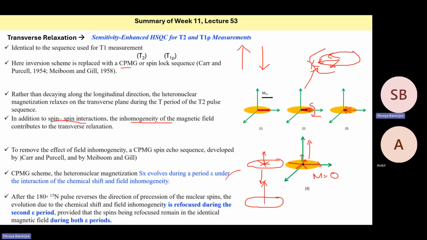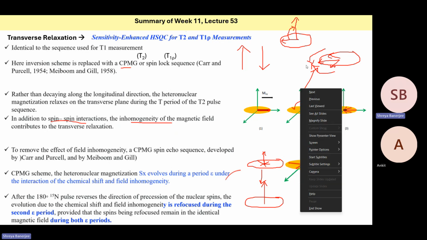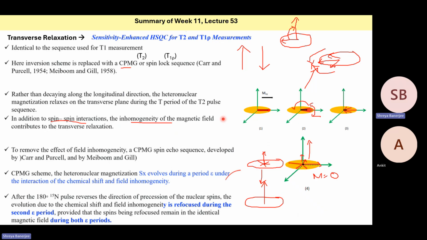So you can see here the movement was in this direction, so they were spreading out. But if you flip them 180 degrees along this side, they will be coming together, and then there will be a refocusing of the spins where all these spins will come together to give one transverse relaxation. And then this will be brought back to the z-axis to give you the initial z direction magnetization. So this is qualitatively what is happening.